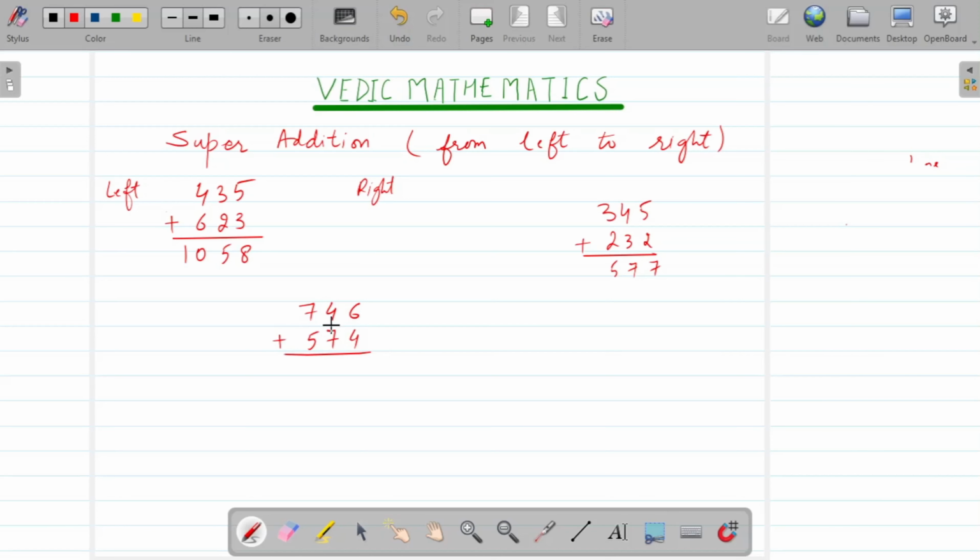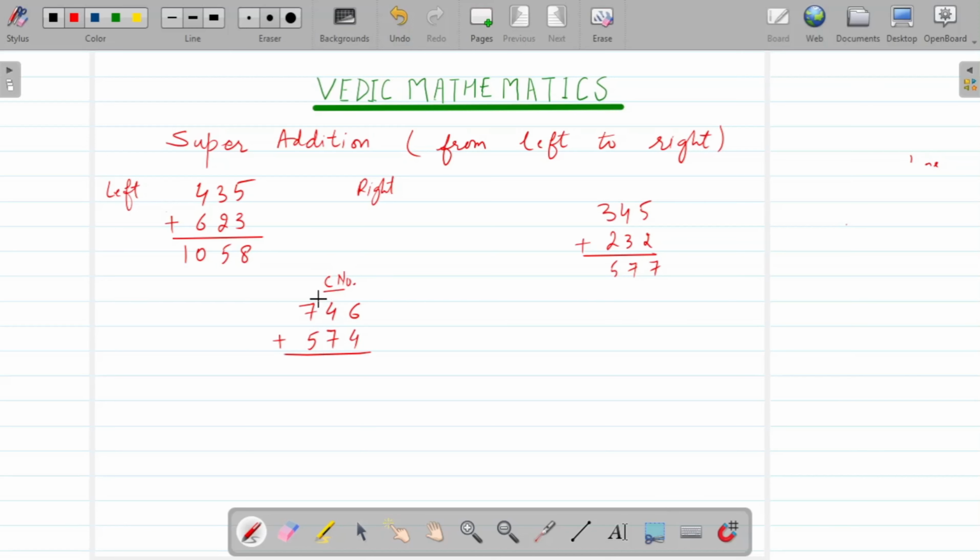How to do this calculation? 7 plus 5 is 12. Before I write 12 over here, I have to check the next pair of digits whether they are carry numbers or non-carry numbers. The concept of carry numbers and non-carry numbers I had explained already in another video. You just check the playlist. So these 7 plus 4 will give me one carry. 7 plus 4 is 11. So these two numbers are carry numbers.